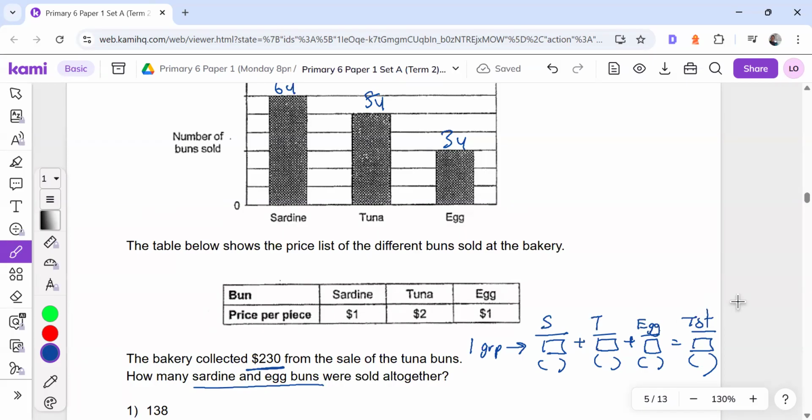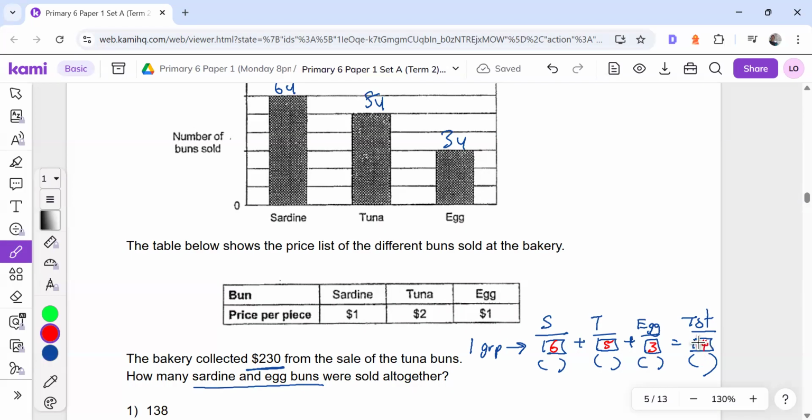Then can you fill in the box, which is how many? Like how many sardine in one group? You look at the bar graph, 6 units. Instead of putting 6 units, you just put 6. One group got 6 sardine. One group got 5 tuna. One group got 3 eggs. And what's the total? 11 plus 3 is 14.